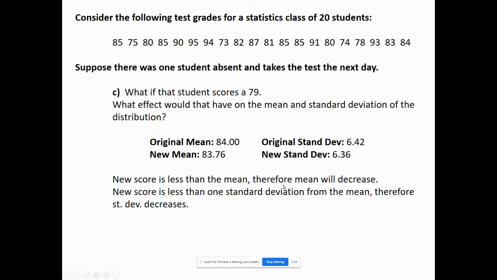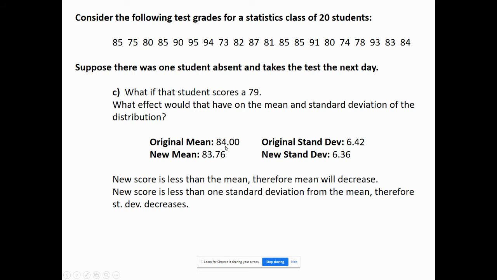The new score is less than the mean, so the mean will decrease. If you have an average of 84 and then you get a 79 in your next test, your average is going down. Now, as far as the standard deviation goes, that 79 is less than one standard deviation from the mean. Therefore, the standard deviation decreases.